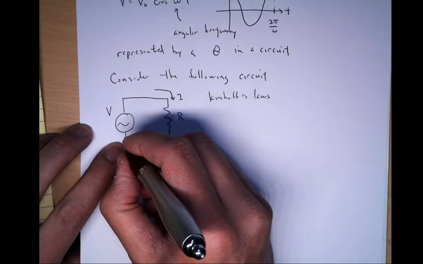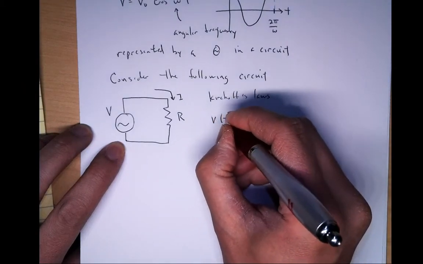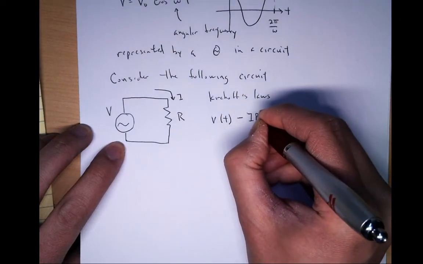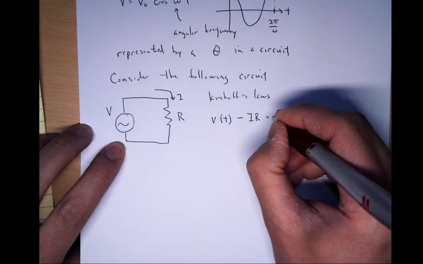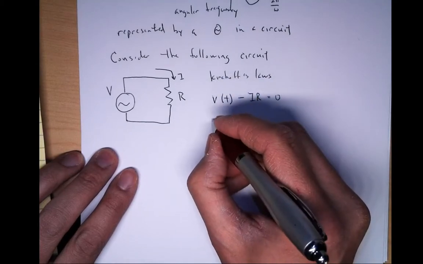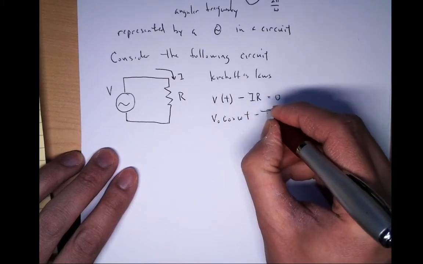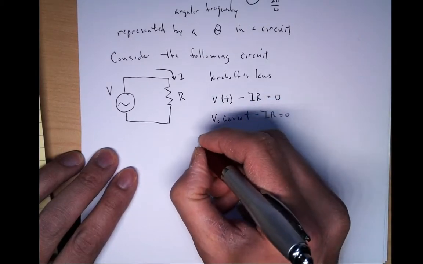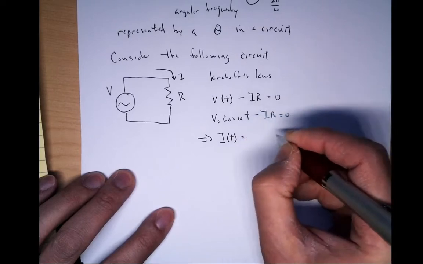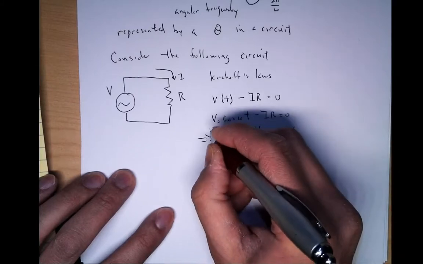Alright, so let's start here. I'm going to go up. Going along this, I'm going to basically pick up a V as a function of t. Going around, coming back this way, minus IR, returning, equals 0. And so this is V0 cosine omega t minus IR equals 0. And so this gives me that I as a function of t is V0 over R cosine omega t.